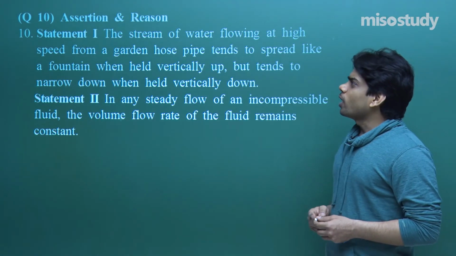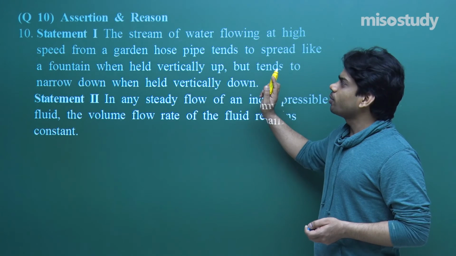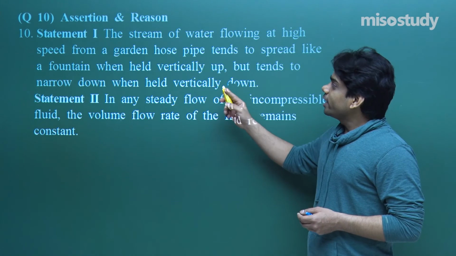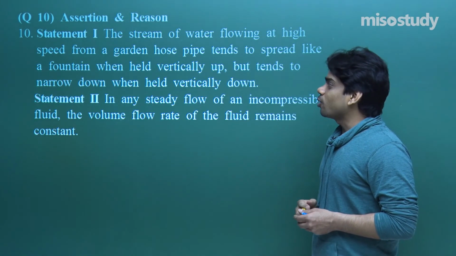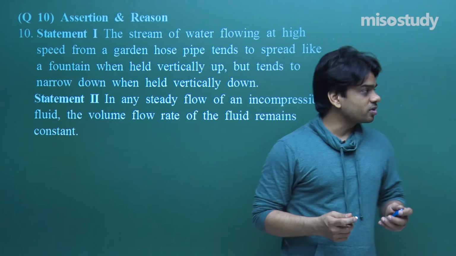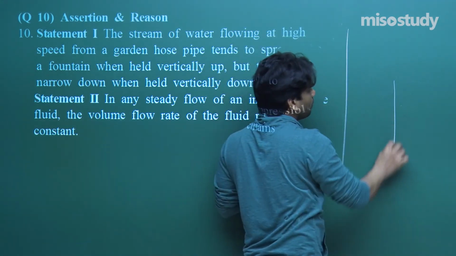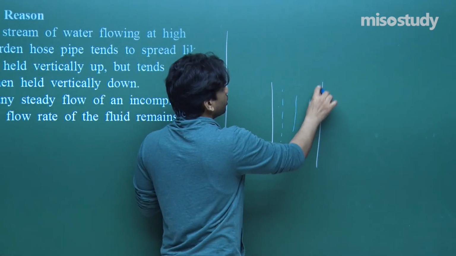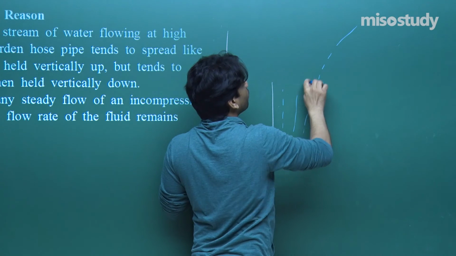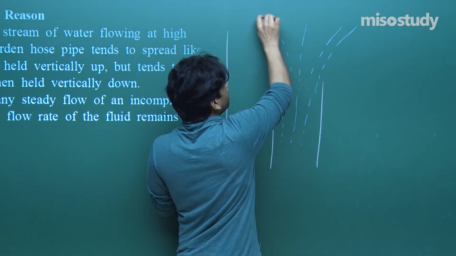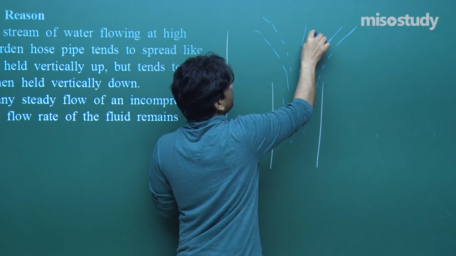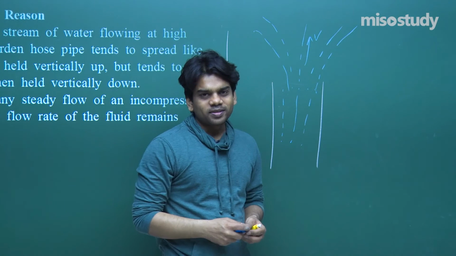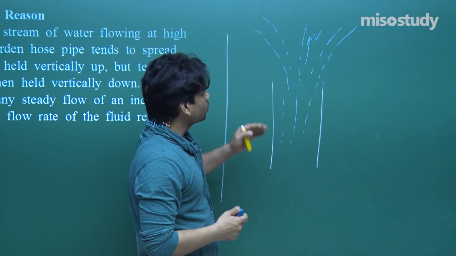Let's go ahead. Statement 1: the stream of water flowing at high speed from a garden hose pipe tends to spread like a fountain when held vertically up, but tends to narrow down when held vertically down. If I show the scenario, a pipe is there and a stream of water is coming out from here, so it emerges in the form of a fountain. This is how its motion will be. It will come in this way. And that's true also, because you know why it happens.